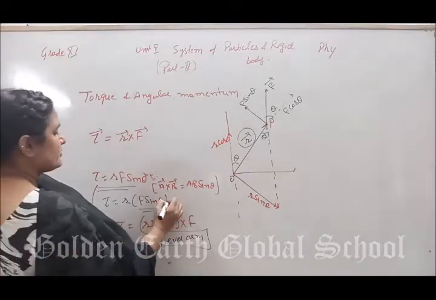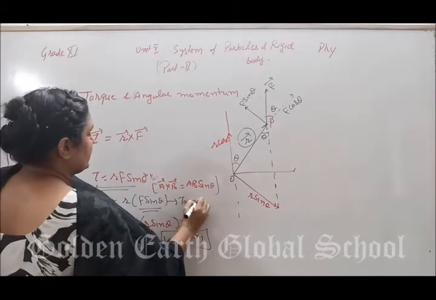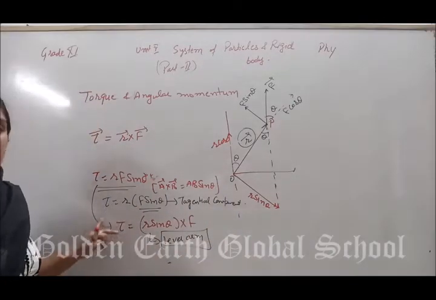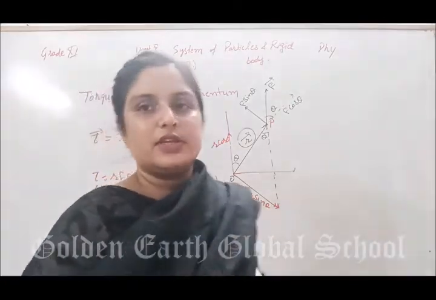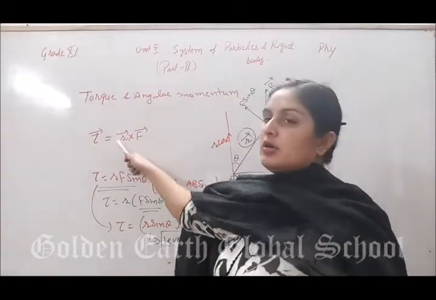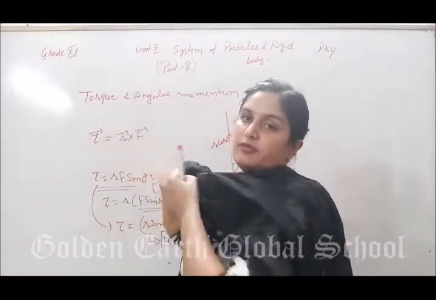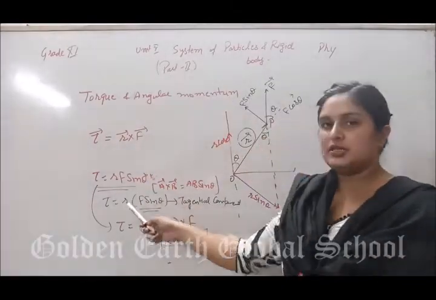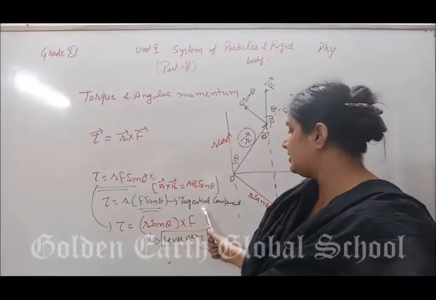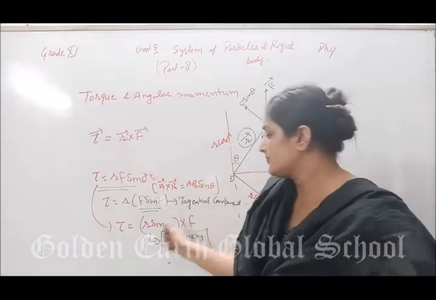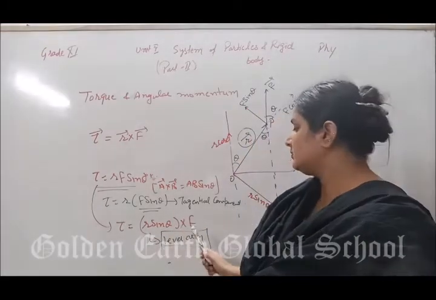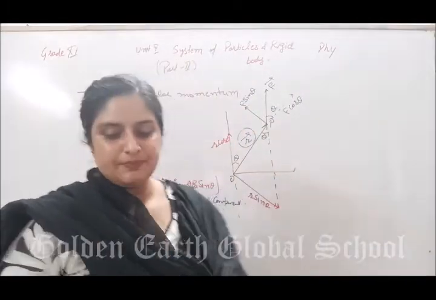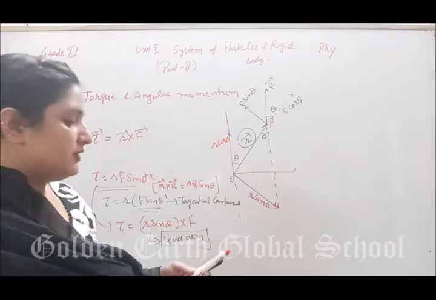Similarly, this F is called the tangential component. So we can define the torque in three ways. First, the torque is equal to the product of the magnitude of either force and the perpendicular distance between the forces. Second, the torque is equal to the product of the distance and the tangential component of the force. Third, the torque is equal to the product of the lever arm and the force acting on the particle. Clear?